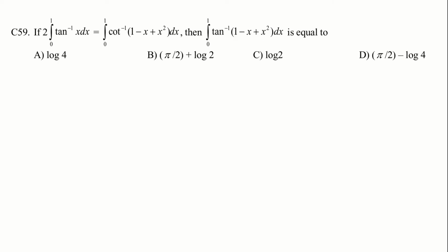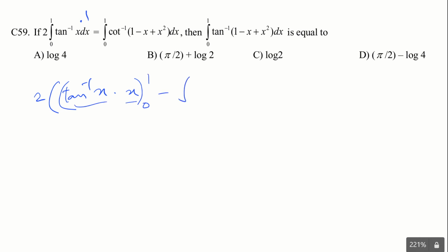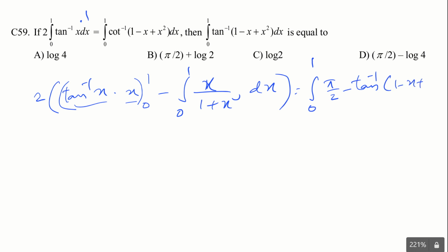On the left hand side, I am applying by parts. 2 times, u, I am taking 1 as the second function, u integral v, limits are from 0 to 1, minus integral its derivative into whatever we got here, 1 by 1 plus x square into x dx. Limits are from 0 to 1. And on the right hand side, I'll write it as integral 0 to 1 pi by 2 minus tan inverse of 1 minus x plus x square dx, right? Because that is what we want.